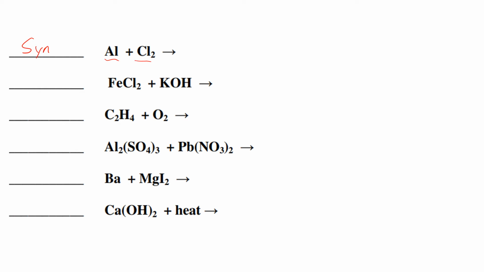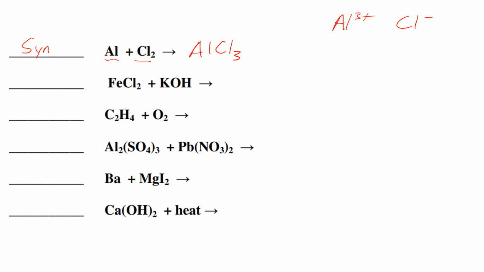And then, so now, like, what are the products? Well, if we look at our periodic table, we're going to notice that aluminum is 3 plus and chlorine is 1 minus. When we swap and drop, it's going to become AlCl3. Okay?